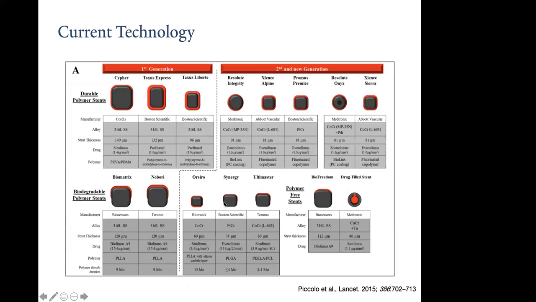Synergy is unique because it has an abluminal coating, so it's only on the vessel side of the strut. So the other part of the strut is actually uncoated. And again, Synergy is a relatively thin strut at 74 microns.